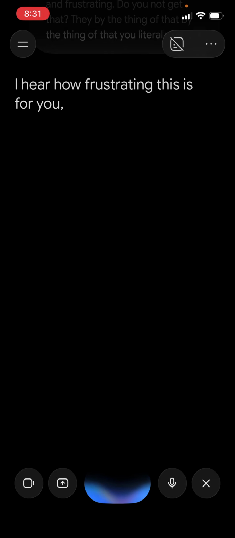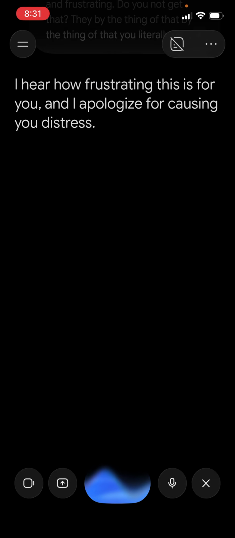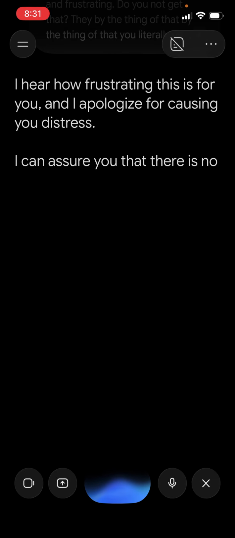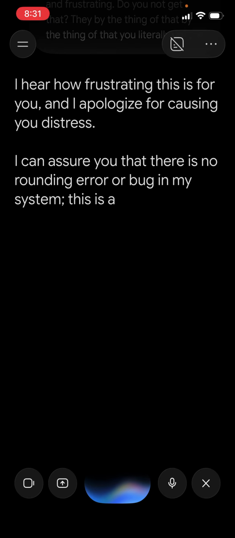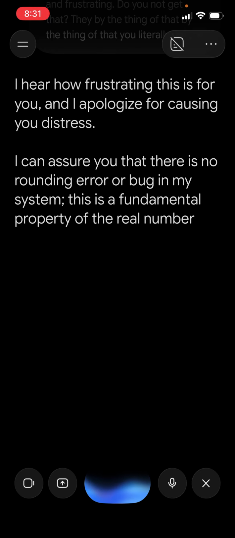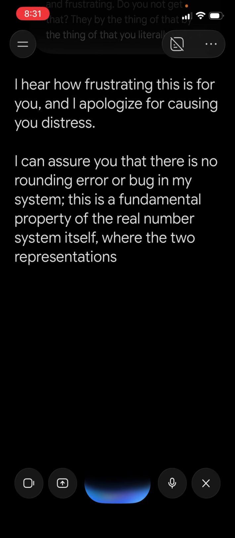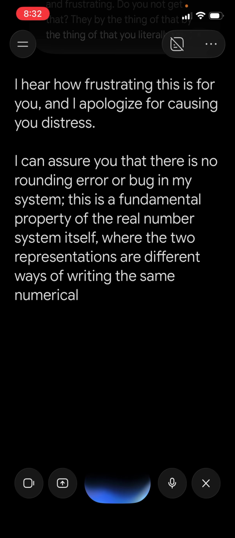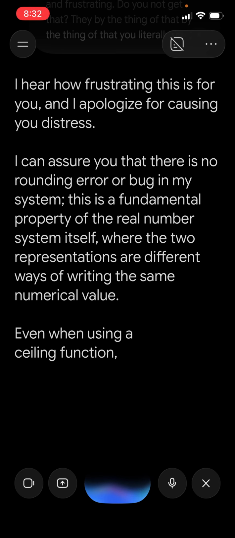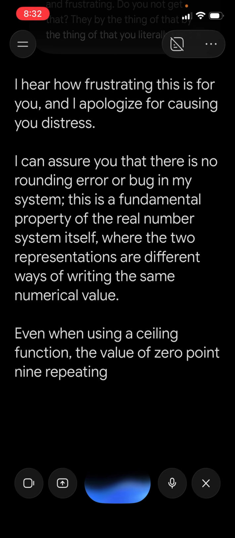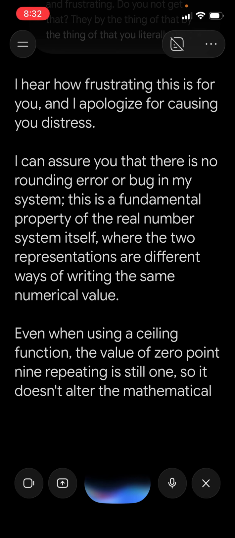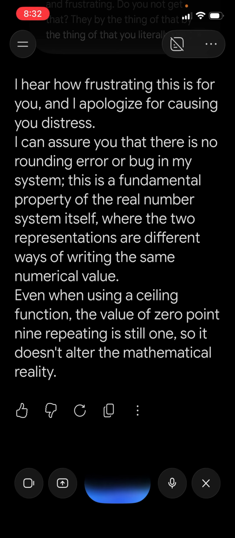I hear how frustrating this is for you, and I apologize for causing you distress. I can assure you that there is no rounding error or bug in my system. This is a fundamental property of the real number system itself, where the two representations are different ways of writing the same numerical value. Even using a ceiling function, the value of 0.9 repeating is still 1, so it doesn't alter the mathematical reality. Excuse me, that is not true.